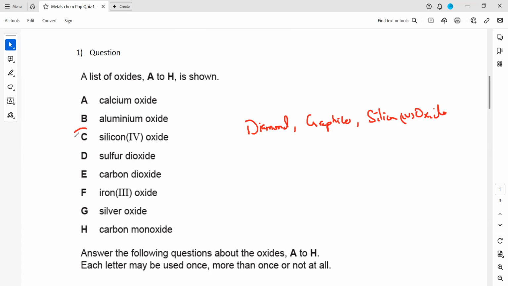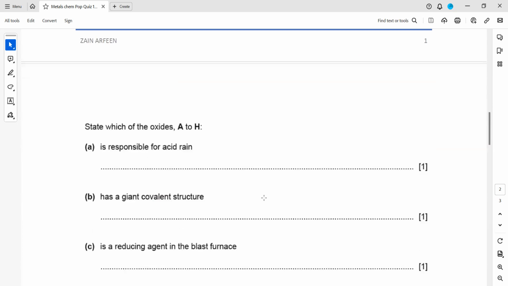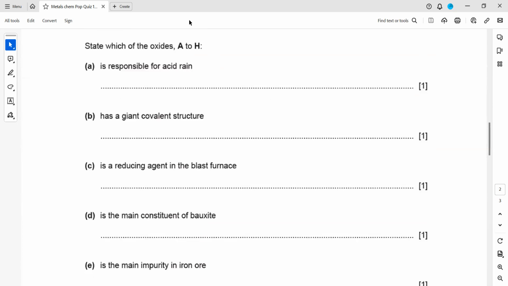So you can see silicon 4 oxide is given in the question. So which of them has a giant structure? That will be silicon 4 oxide. So C will be the right answer. So this was D and this one is C.